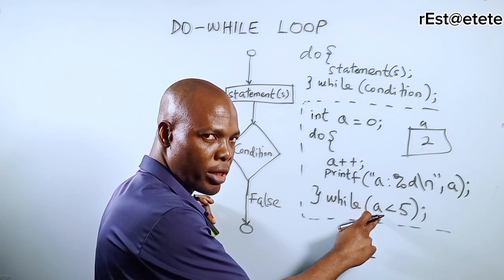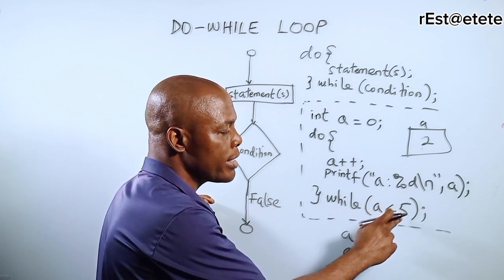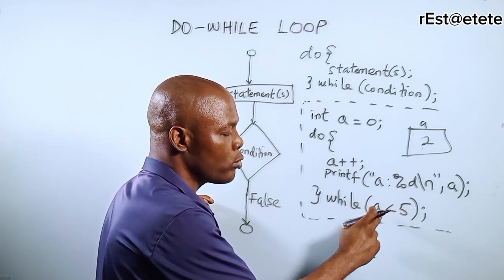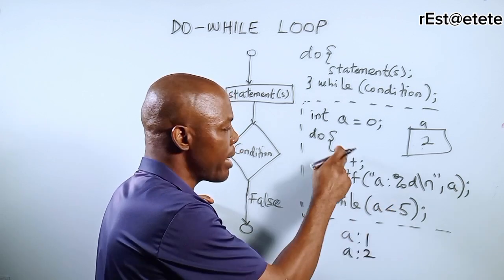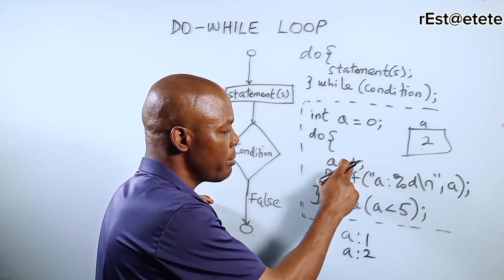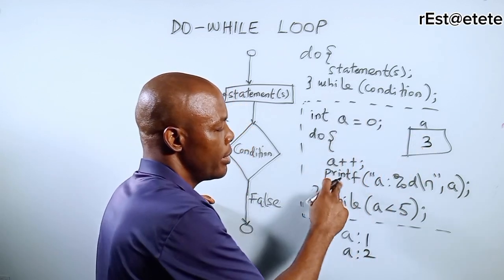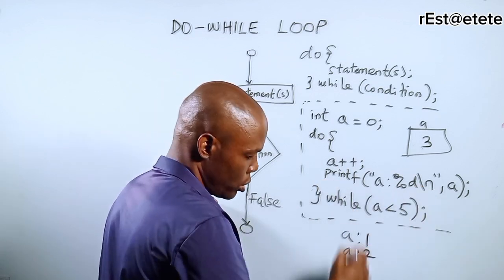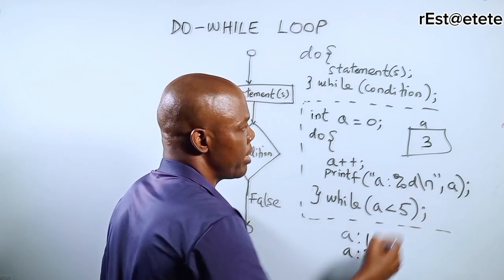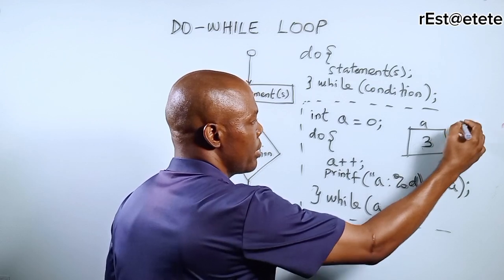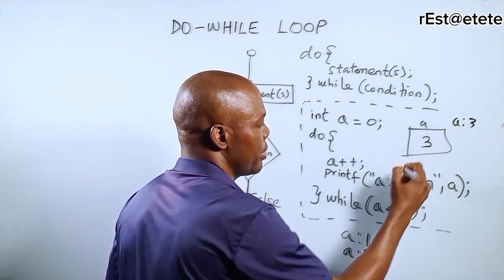Then it will check the condition again. A less than 5, that is true. 2 is less than 5. So it will come back here again. It will increment A to 3. So this one will become 3. Then it will print it out. So still on the same line. I'm not sure you are still seeing it. That will be A 3.